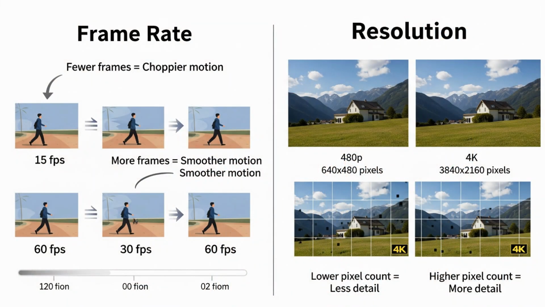Under resolution, we have different resolutions. We have 720p, we have 1080p, we have 2K, we have 4K. The higher your resolution, the higher the file size, and the lower the resolution, the lower your file size. And also, the higher your resolution, the higher the quality of your footage, and the lower your resolution, the lower the quality of your footage.